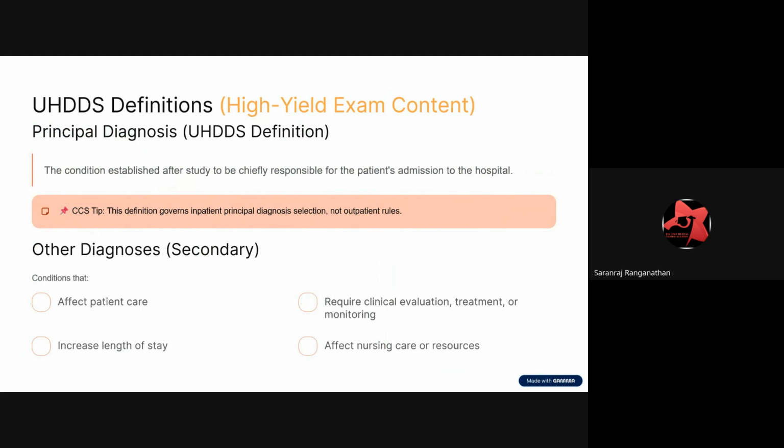So principal diagnosis is a condition which is the reason for the admission to the hospital as per UHDDS, and the secondary diagnosis is the condition which makes the patient stay longer, take additional care, and need additional evaluation. If these happen as per the UHDDS guidelines, that will be considered a secondary diagnosis. So that is the major difference between the principal diagnosis and the secondary diagnosis.